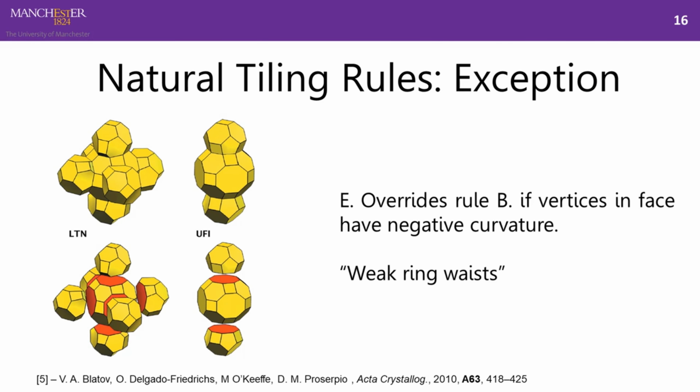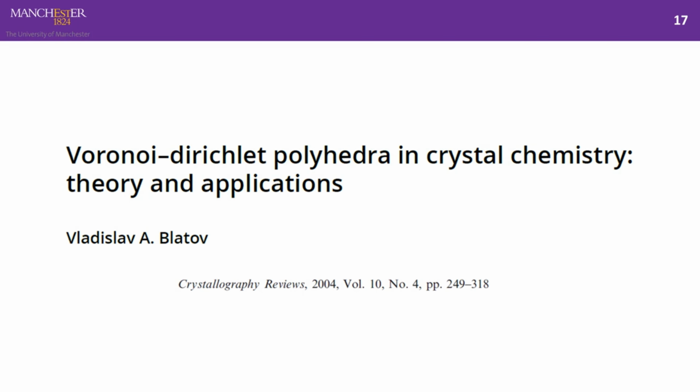There's also a case where you add an extra rule, which is rule E, and this is that you can override rule B in some certain situations. And there are 2 zeolite structures which are examples of this here. This doesn't come up that often, but it's something to be aware of. There is also a video showing examples of when you use this in the Topos video series. So now let's move on to nets, which are a little bit simpler to understand than the natural tiling.